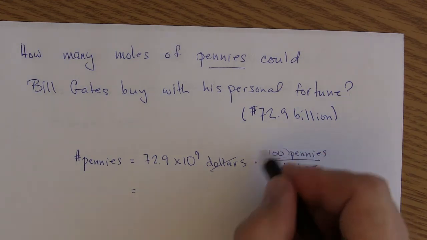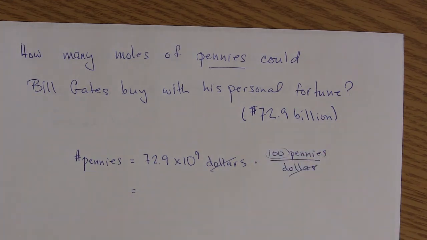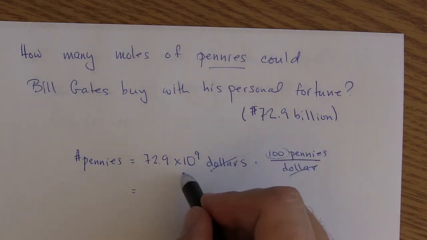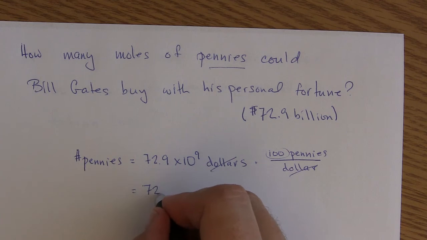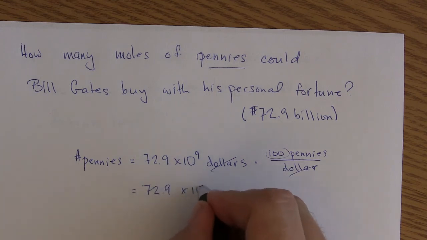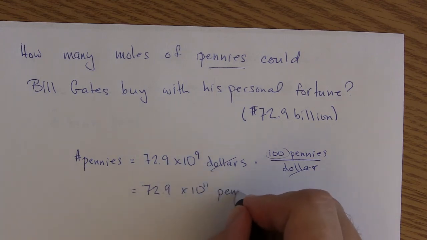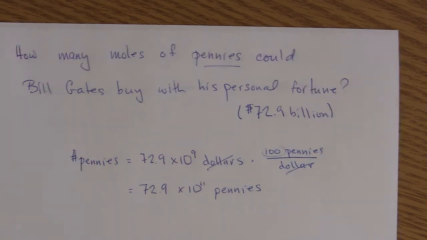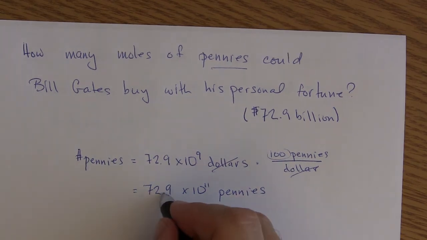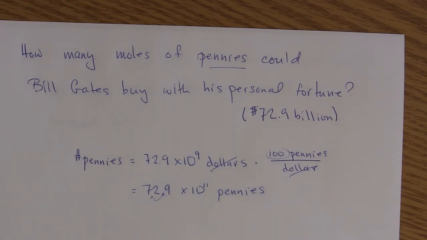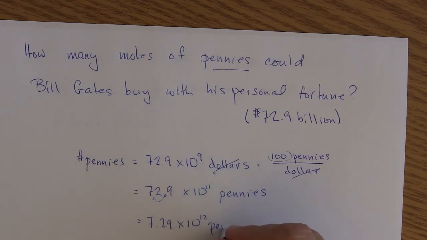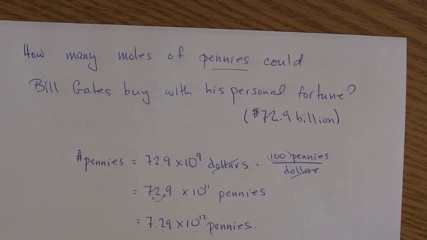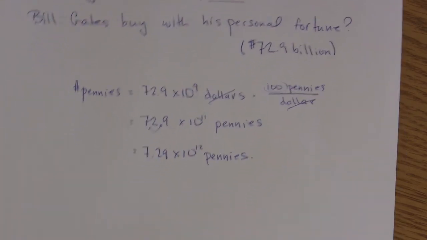72.9. This 100 works out to be 10 squared. That takes my 10 to the 9th and makes it 10 to the 11th. 72.9 times 10 to the 11th pennies. And if I want to make things a little simpler, I can go ahead and take my decimal point, move it 1 to the left, and get 7.29 times 10 to the 12th pennies. That's definitely a lot of pennies.